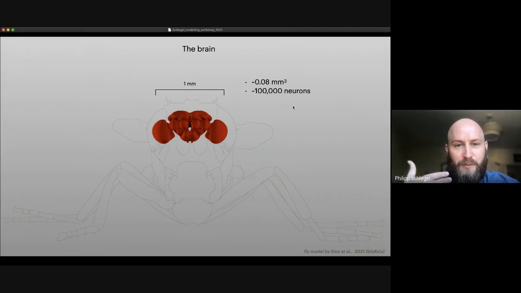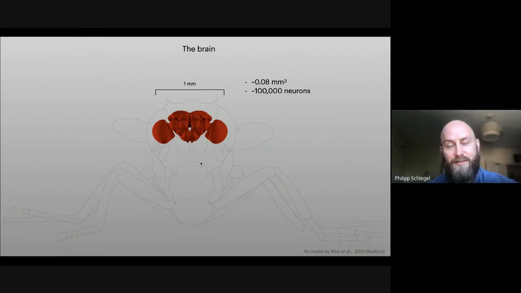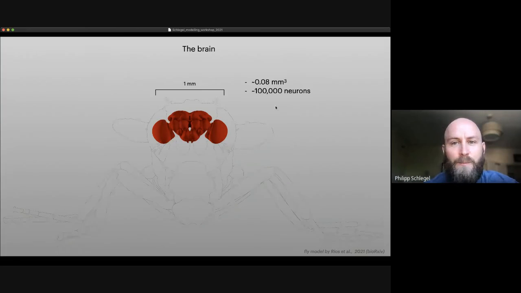Then when we get to the brain, what you see here in red is what the fly brain looks like, or more precisely the neuropil. So essentially the bit of the brain without the cell bodies, right? The cell bodies are in the cortex surrounding the neuropil. The brain is fairly small, obviously, about 1 millimeter across, which amounts to about 0.08 cubic millimeters and contains about 100,000 neurons.